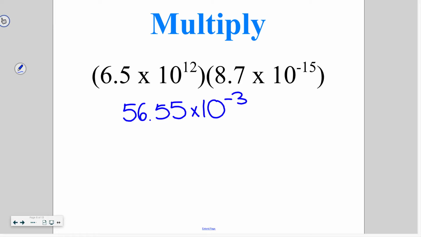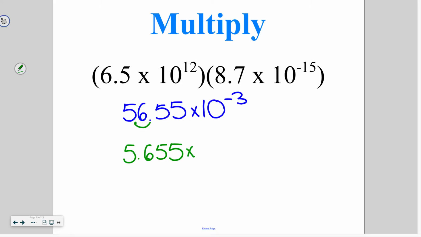So what we need to do now is we need to move our decimal so that we can get it between 1 and 10. So that means I'm going to have to move it 1 decimal place to the right. So I've got 5.655 now times. Now we have to deal with our exponent. We have to figure out what that movement did to our exponent.